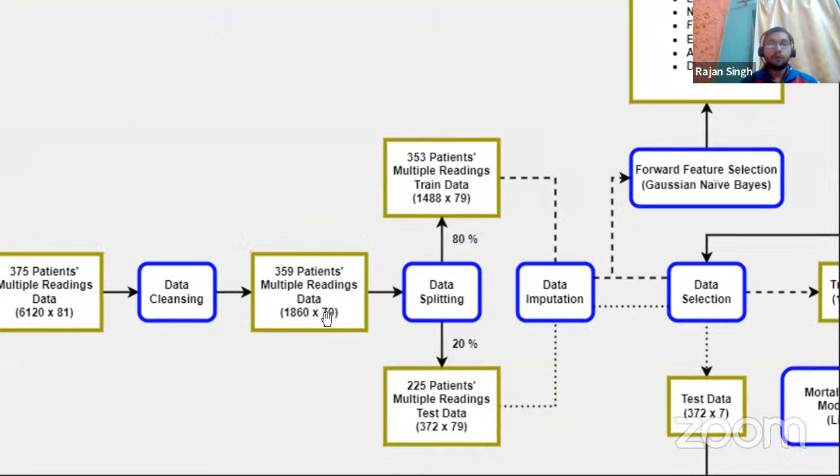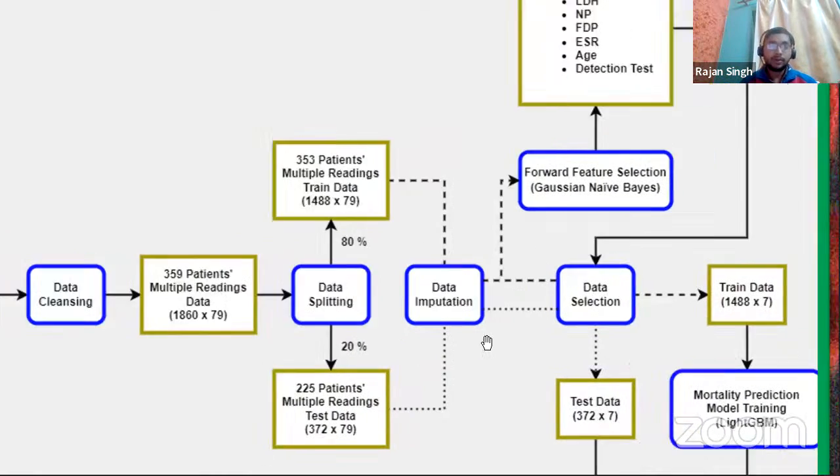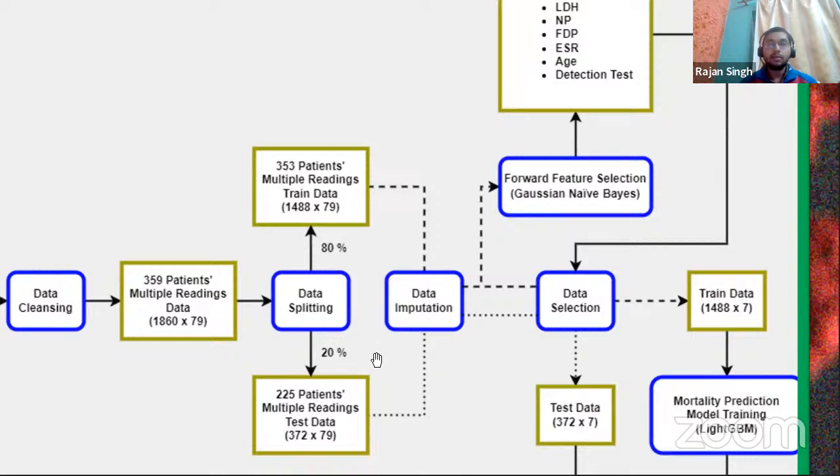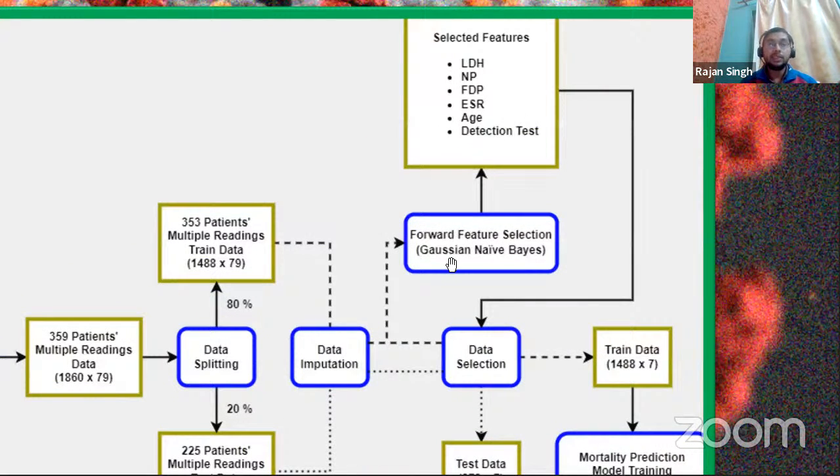And from there, we divided the data into 80 and 20% in the train data set and the test data set. And then we developed a novel semi-automated data imputation technique, which we applied to both test and train. And for the train data, for identification of biomarkers, we tried sequential feature selection using Gaussian naive Bayes as an estimator, from which we were able to identify these 6 out of the 69 available laboratory features.